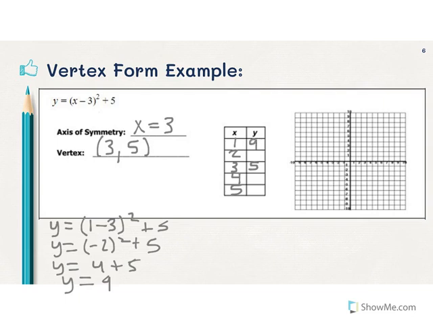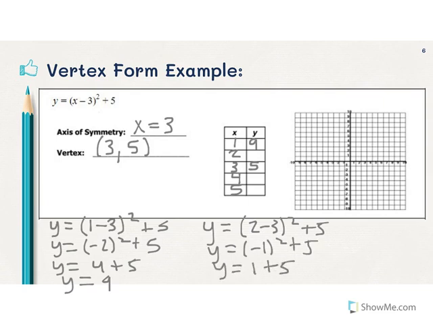And that's hopefully going to be our number 5. I'm just going to plug in 2 though. So I have 2 minus 3 squared plus 5. And we get 2 minus 3, which is a negative 1, squared. Now we're going to square the negative 1, which is a positive 1. 1 plus 5 is 6.